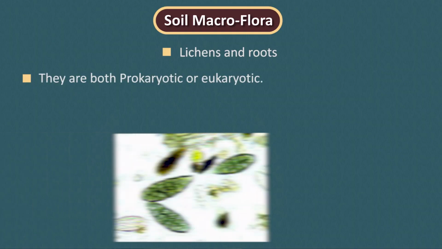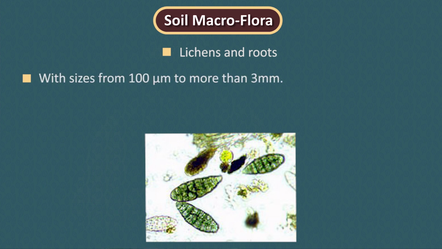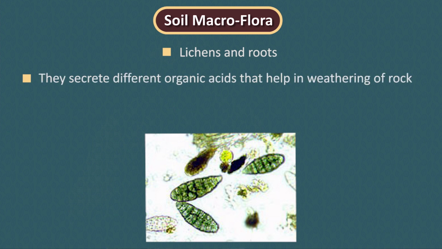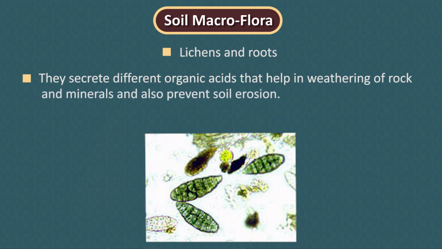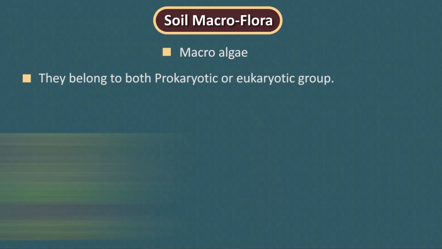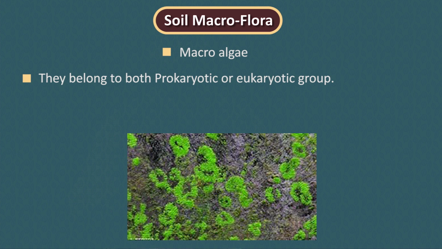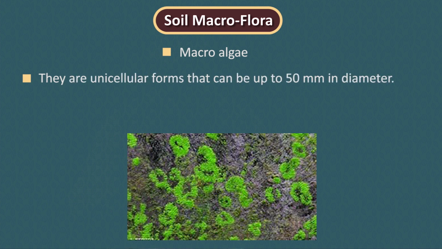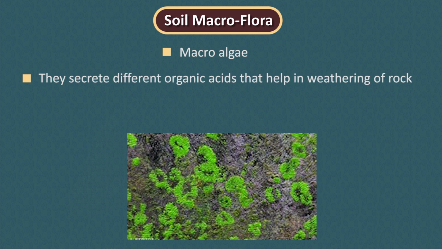Next, let us look into lichens and mosses. They are both prokaryotic or eukaryotic, with sizes ranging from 100 micron to more than 3 millimeters. They secrete different organic acids that help in weathering of rocks and minerals and also prevent soil erosion. Next, moving toward macroalgae. Macroalgae belong to both prokaryotic or eukaryotic groups. They are unicellular forms that can be up to 50 mm in diameter. They secrete different organic acids that help in weathering of rocks and minerals and also prevent soil erosion.